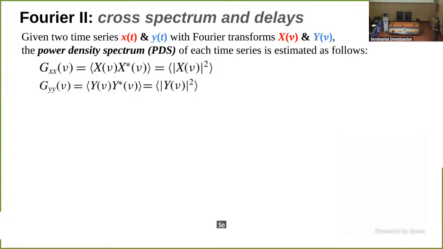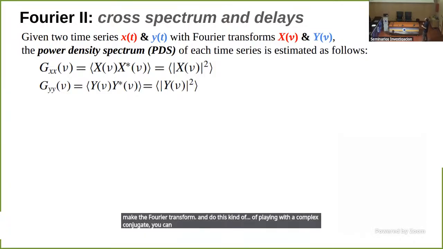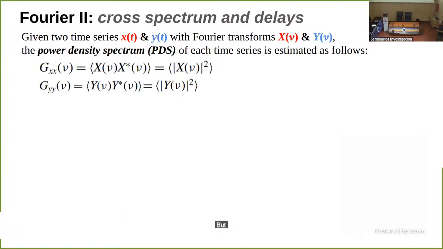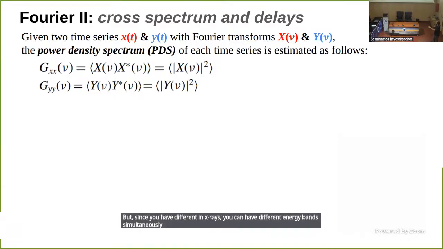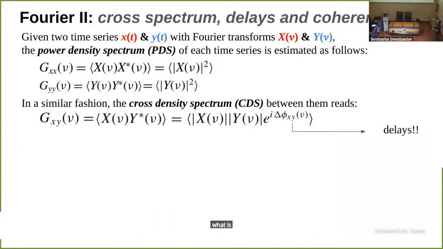So we can do a bit more with this technique because, as you know, if you just take a certain time series, make the Fourier transform, and do this kind of play with the complex conjugate, you can get what is called the power density spectrum, the power spectrum as usual. But since in X-rays you can have different energy bands simultaneously, you can have different time series at different energy bands. So you can also cross-correlate them or make what is called the cross spectrum.